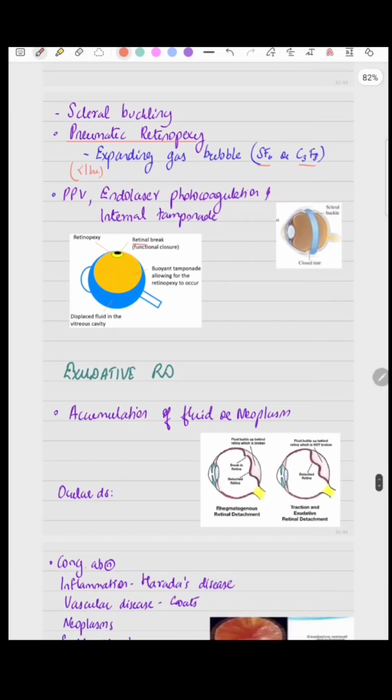Other treatments include pars plana vitrectomy, endolaser photocoagulation, and internal tamponade for all tractional RDs, and this is done when PVR is present. Pars plana vitrectomy.